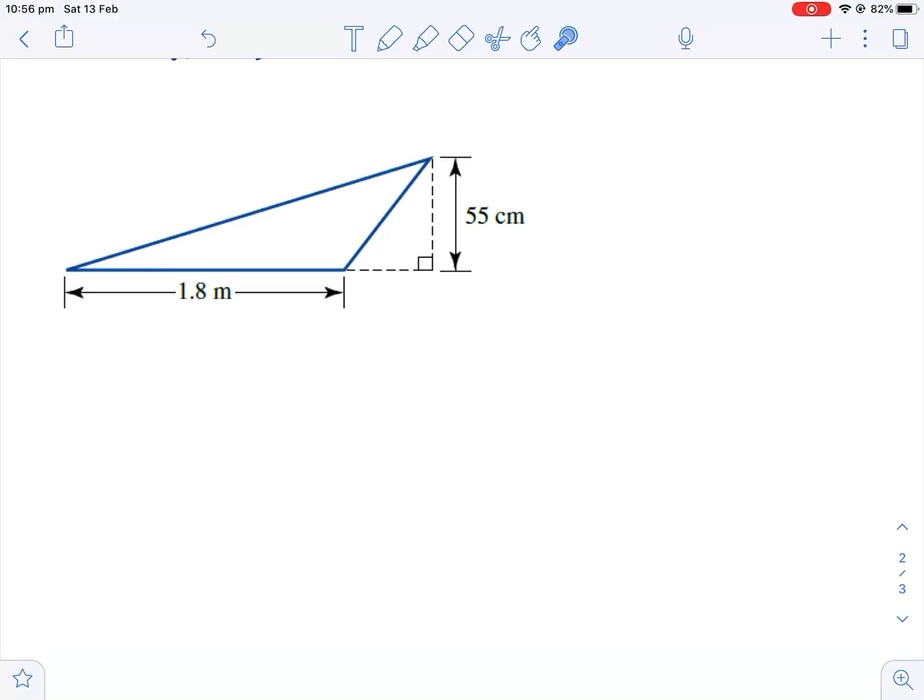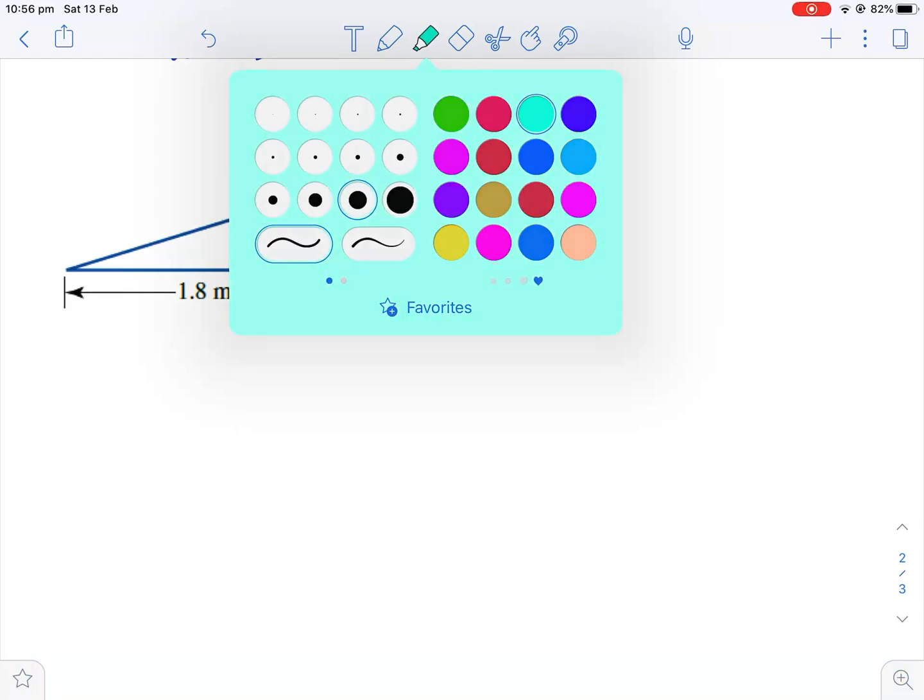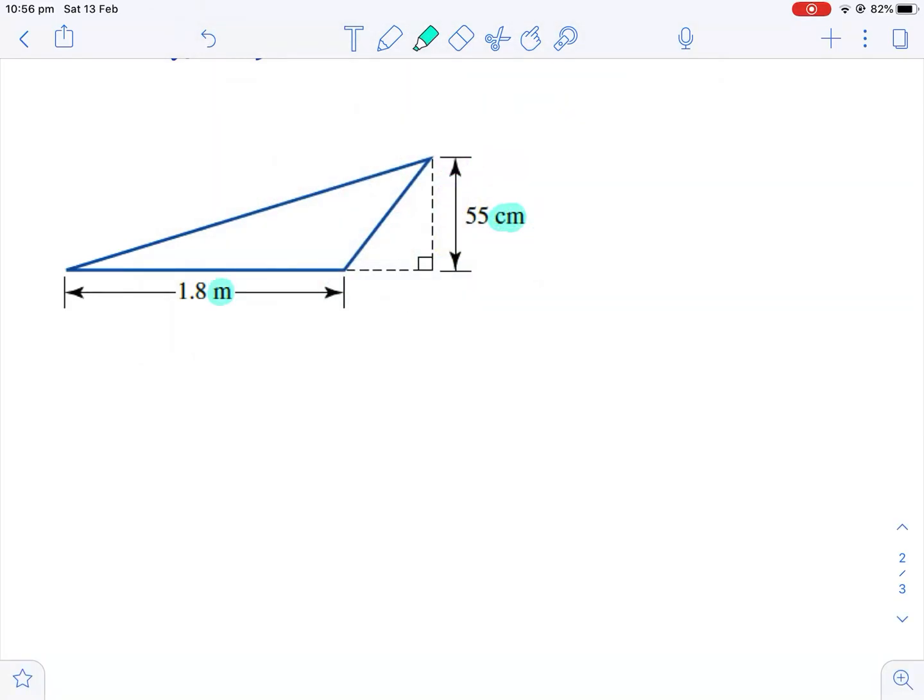So what we do, we're going to extend the base to here, and we draw a line from the remaining vertex perpendicular with the extension of the base, which is this line. Okay, and we measure the dimension of that line, and it gave us 55 centimeters. Oh, but this one is centimeters, and this one is in meters. You need to make sure the measurement units of the two sides are the same, consistent.